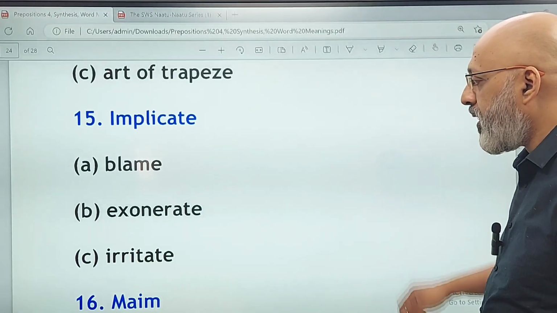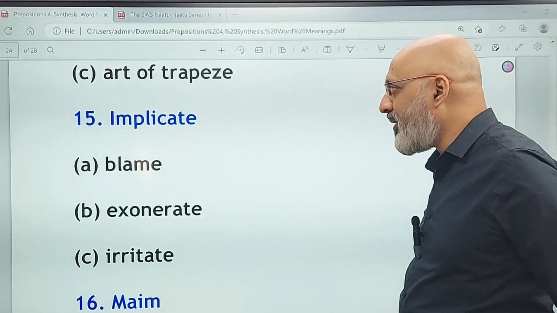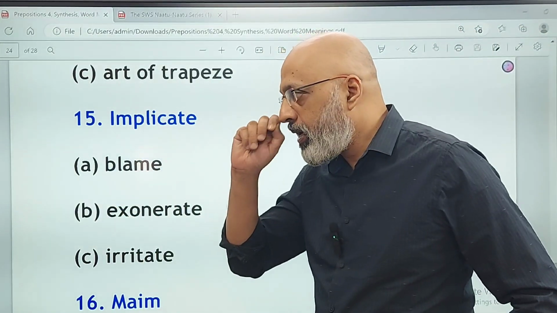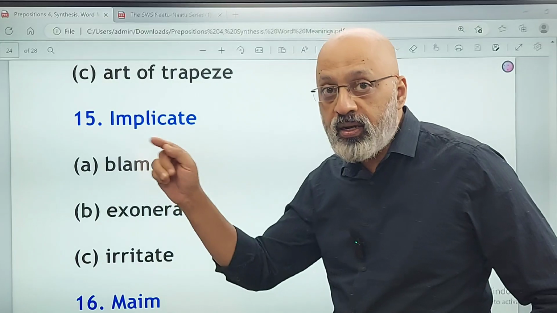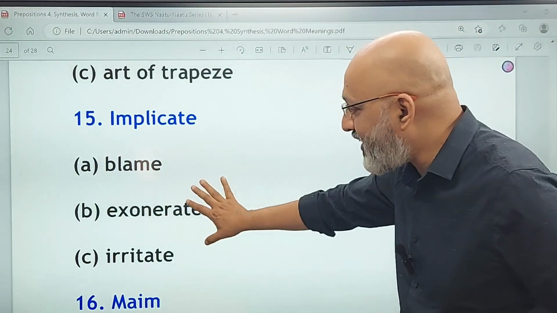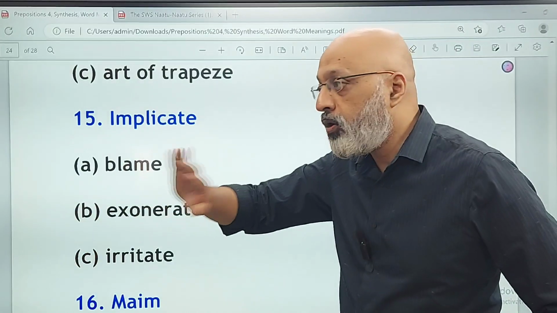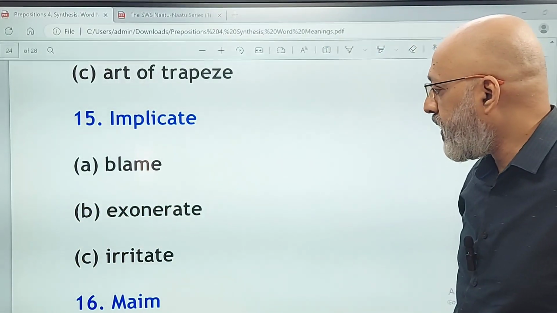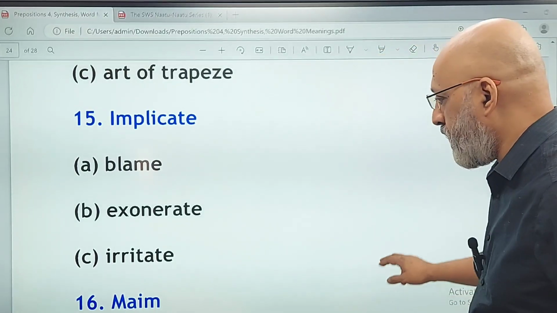Implicate, blame, exonerate or irritate. Implicate मतलब he implicated him in the crime. That means he kind of blamed him कि इसका हाथ था इस particular case में. So the closest will be blame. Exonerate means माफी देना. He exonerated him. Okay, तो एक तरह से बरी कर देना. Irritate means something totally different.